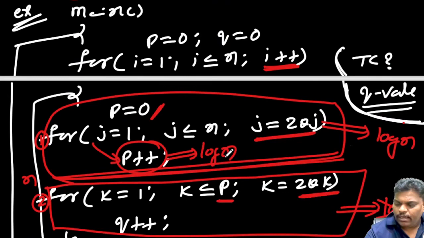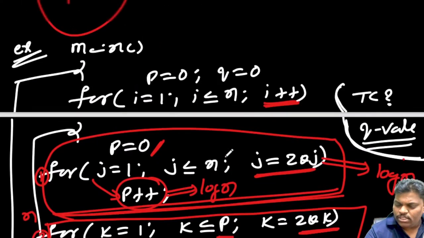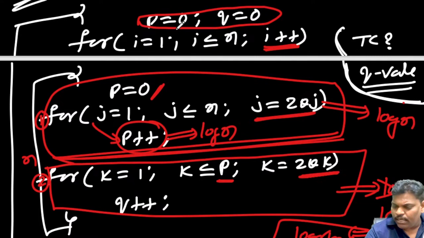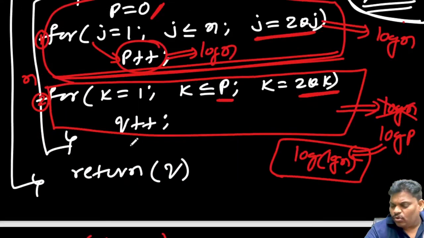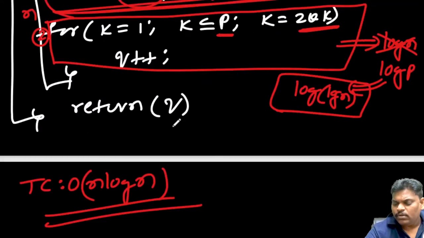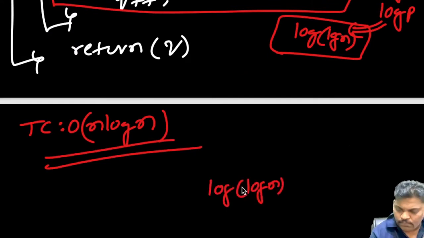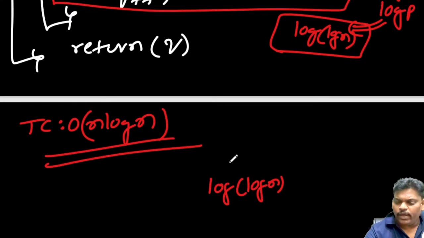Everyone listen, the q value. Initially, the p value and q value are both 0. At the end of the j loop, the p value becomes log n. At the end of the k loop, the q value becomes log n, because the k loop is repeating log n time. Every time q will increment by 1. So the first time, the q value becomes log n.